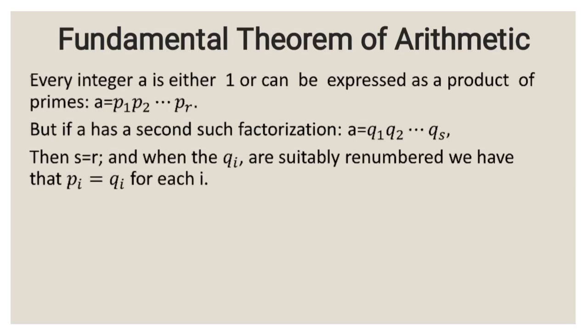But if a has a second such factorization, say a equals q1 times q2 all the way to qs, then s will be equal to r. And when the qi's are suitably renumbered, we have that pi equals qi for each i. So once you state that, you have stated the fundamental theorem of arithmetic.